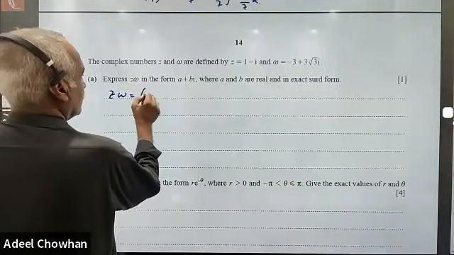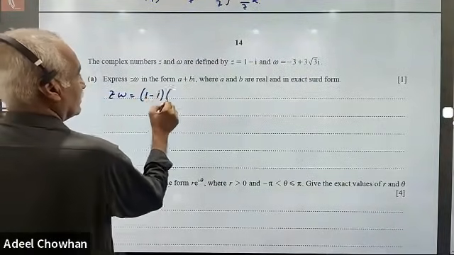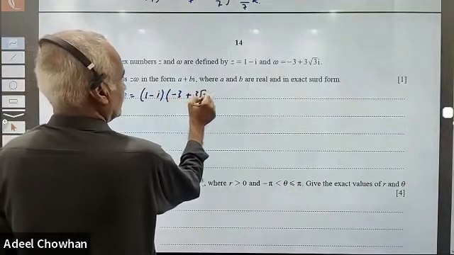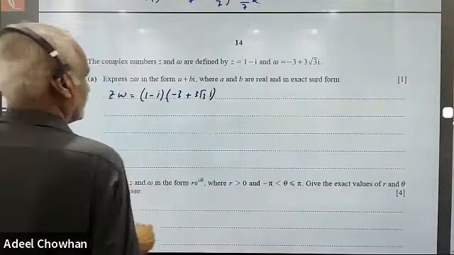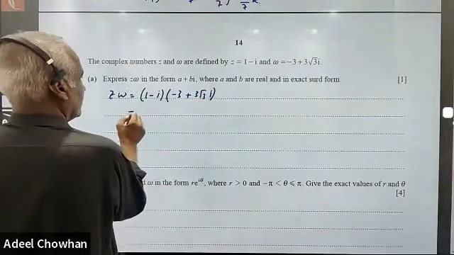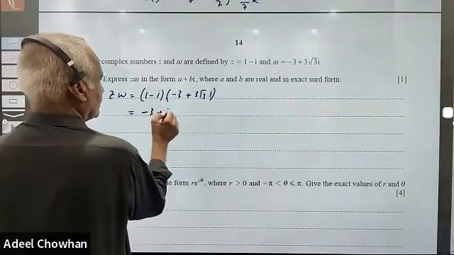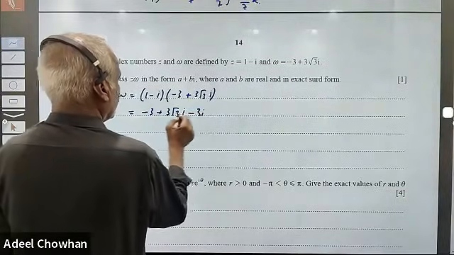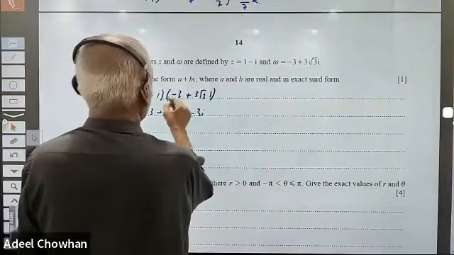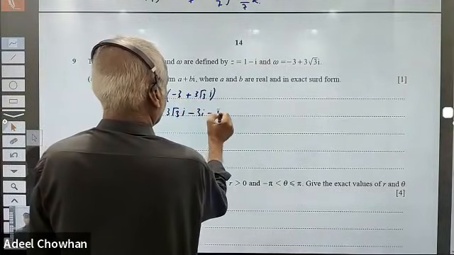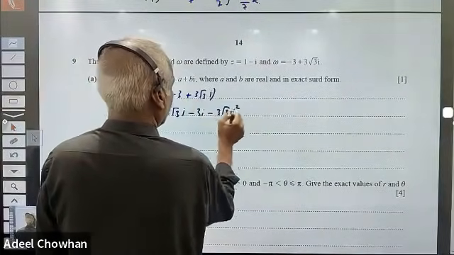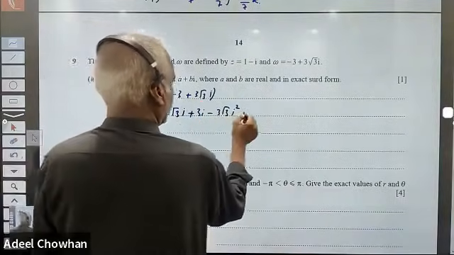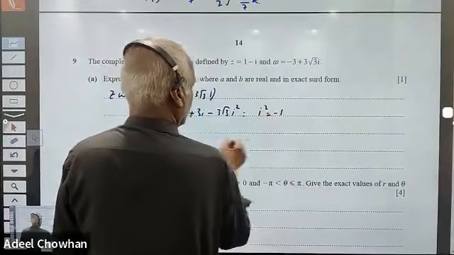Z is 1 minus iota into minus 3 plus 3 root 3 iota. Now you just multiply this one. That is minus 3 plus 3 root 3 iota minus 3 iota, plus, minus plus is minus 3 root 3 iota square, and this is minus 3 root 3 iota square. But iota square is equal to minus 1.